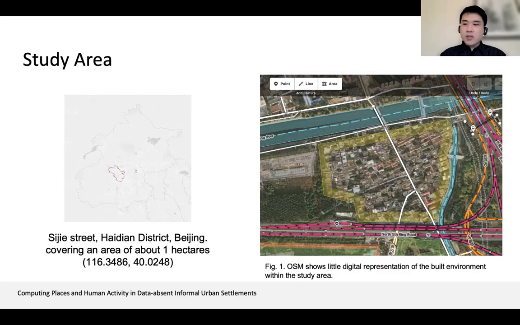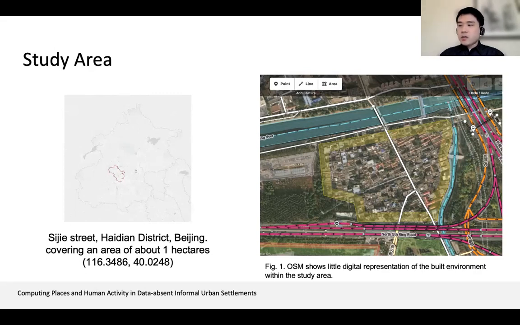Despite the unique ecological, physical, and economic features, this place currently has very little digital representation. As you can see here on your right, this is a screenshot from OpenStreetMap, which shows very little digital representation of the built environment within this area, even though we can see from the images that there are a lot of buildings and informal road networks on the site.